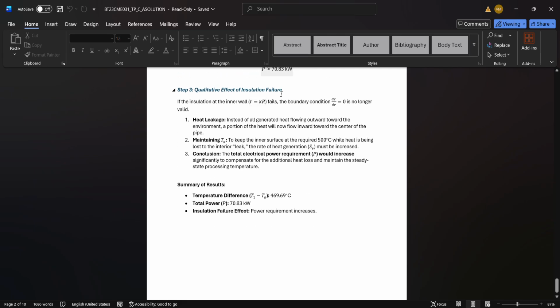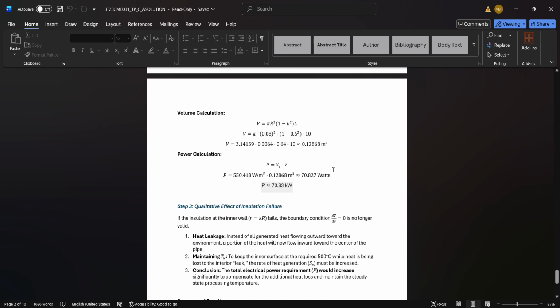Then the quantitative effect of insulation failure. If the insulation fails, then heat leakage will occur. To keep the inner surface at the required 500 degrees Celsius while heat is being lost to the interior, the rate of heat generation S_E must be increased. Conclusion: the electrical power requirement P would increase significantly to compensate for the additional heat losses and maintain the steady processing temperature.